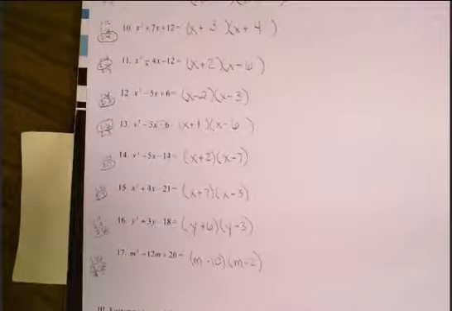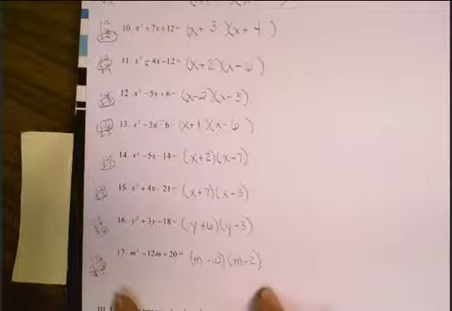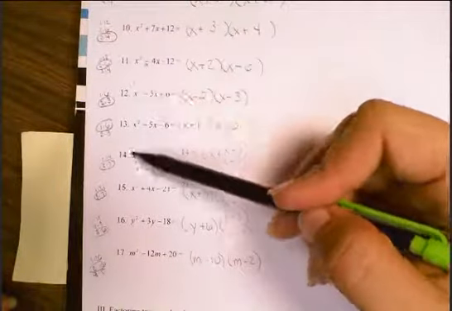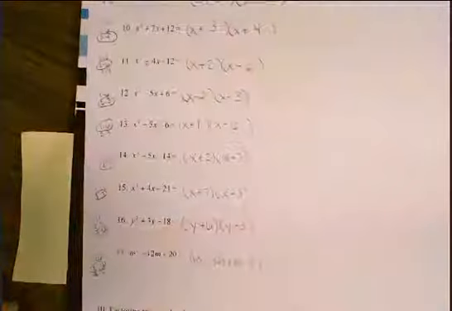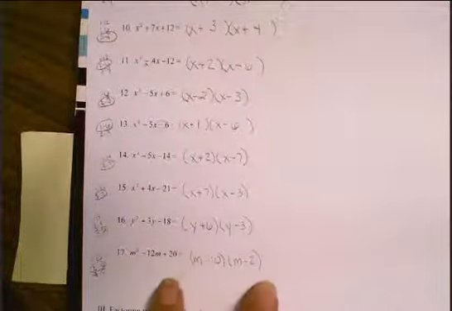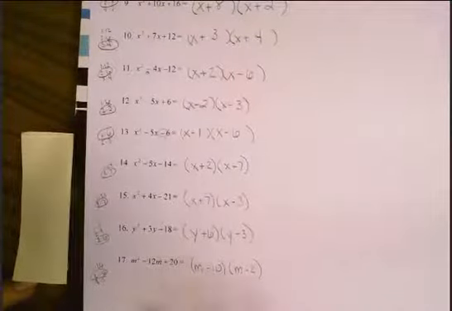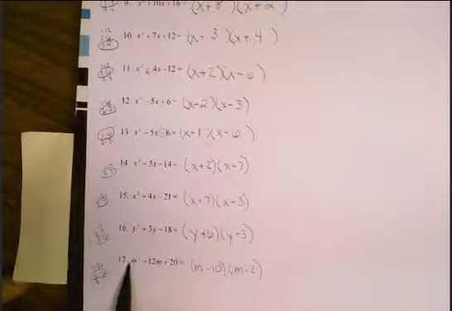Okay, so that is it for just factoring polynomials. Notice that all of these have a coefficient of 1, meaning that the number in front is 1. So it makes it pretty easy to factor these types of trinomials. Okay, the next video is going to show us how to factor when the coefficient is not equal to 1.